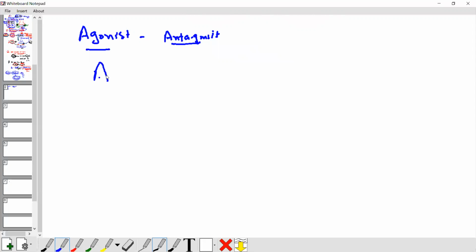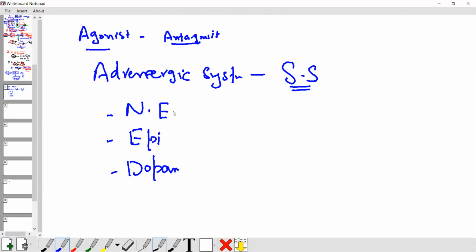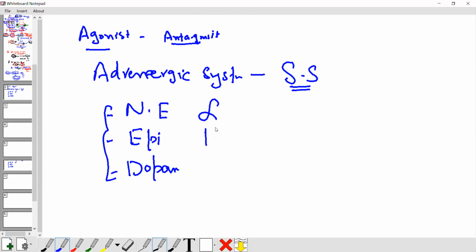Next system, adrenergic. This is the sympathetic system. In this system, we use norepinephrine, epinephrine, and dopamine. Dopamine is also a neurotransmitter of the sympathetic system. So the receptors are alpha, beta, and dopamine.